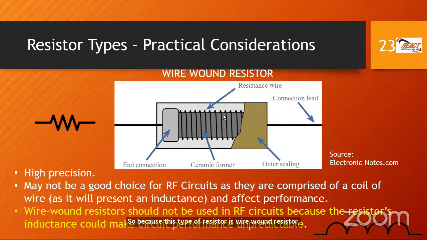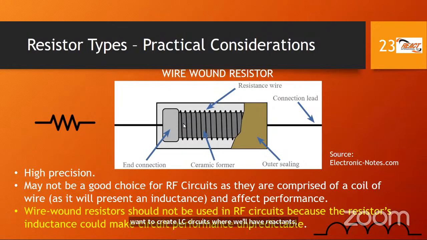So because this type of resistor is a wire wound resistor, while it's a very high precision resistor because of how it's constructed, we need to be aware that this may not be such a good idea to use wire wound resistors in radio frequency circuits. Why? Because we just said it's a coil of wire, and therefore it may create an inductance. So it has the property of inductance. And as we did in the technician class, also a bit in the general class so far, you'll notice that if we want to create LC circuits, right, where we'll have reactance, we put capacitors, we put inductors.